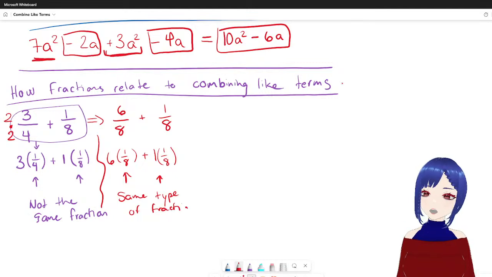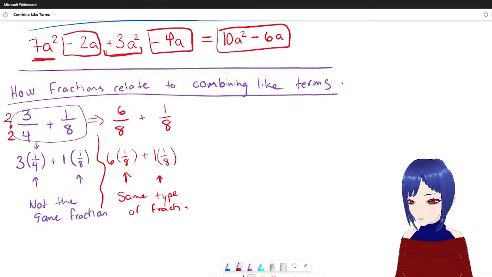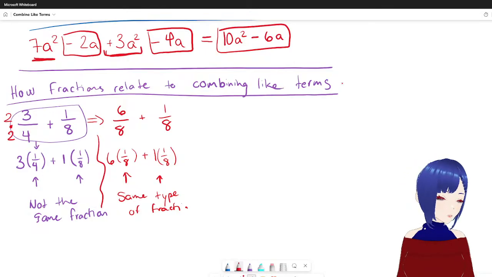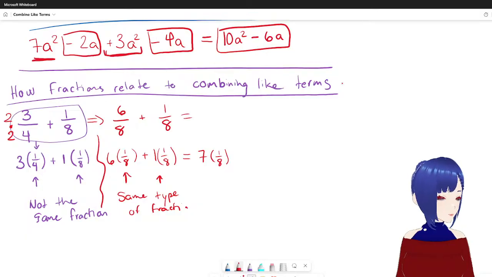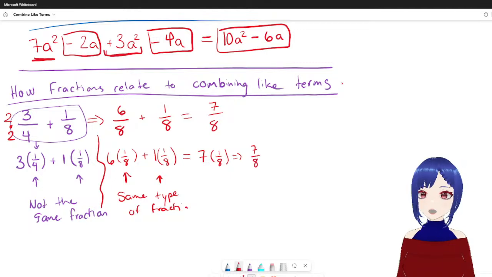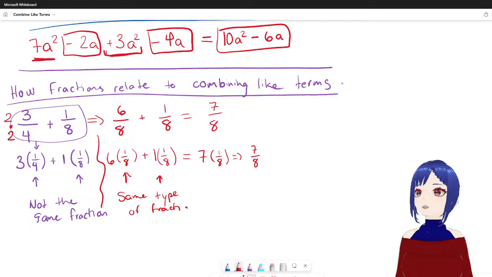So now that they're the same type of fraction, they are like terms, and we can combine them. I'm gonna do it down here first. So it's 6 plus 1 is 7, 1/8. Same thing here, 6 plus 1 is 7. So 7 times 1/8 works back into also being 7/8.